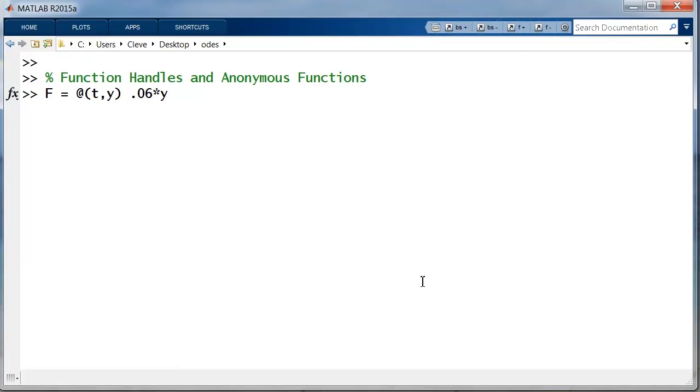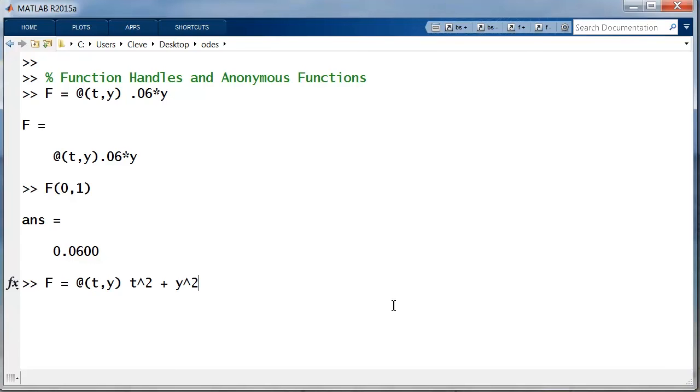So here's an anonymous function defining our interest problem, and we can just evaluate this like any ordinary function. When y is equal to 1, f of 1 is 0.06. Here's an example of a function that depends upon both t and y.